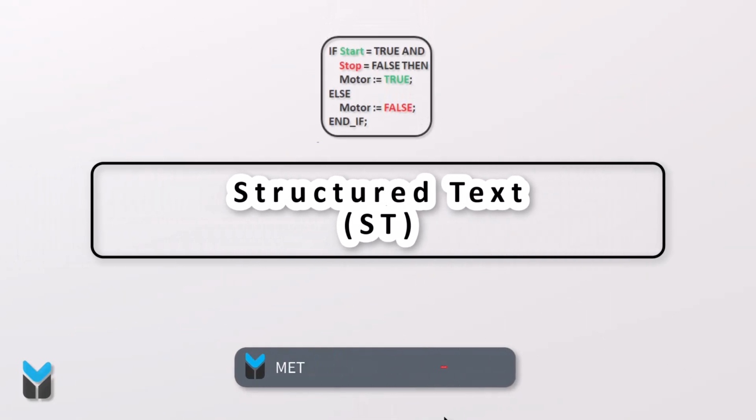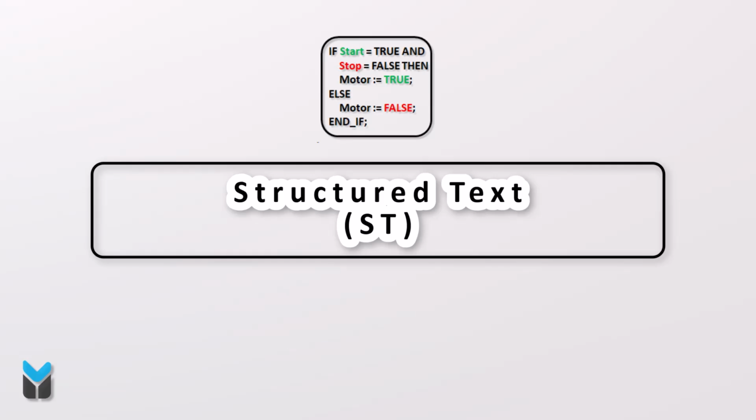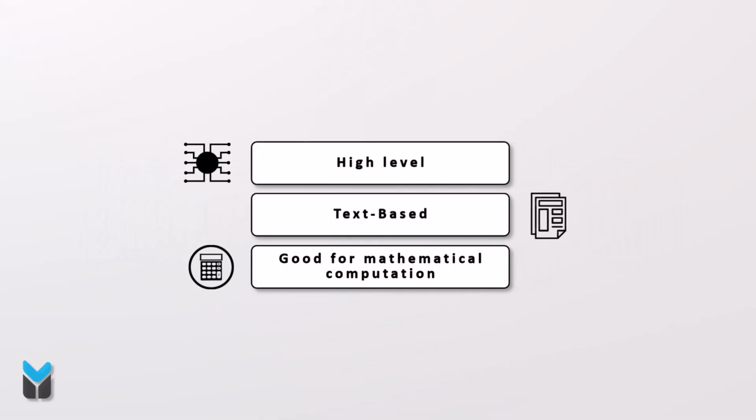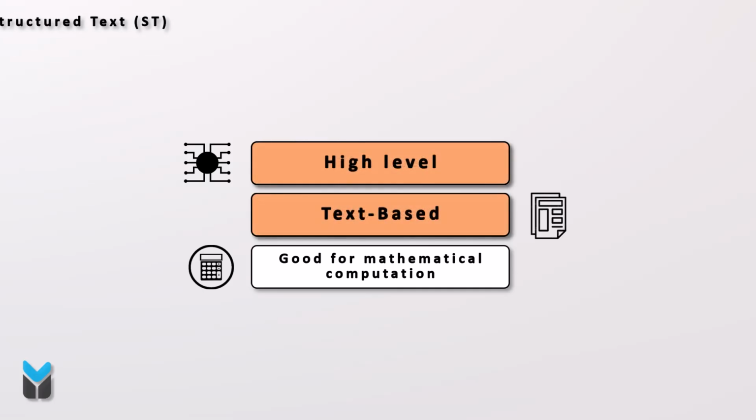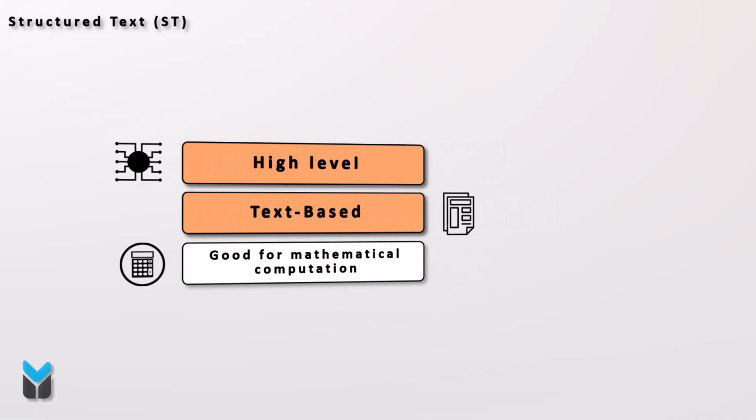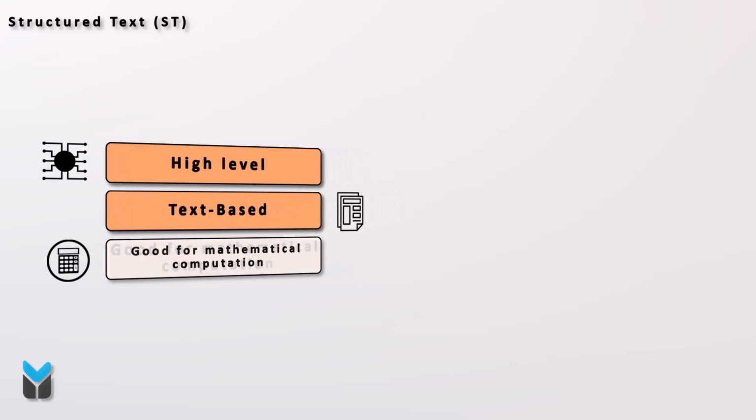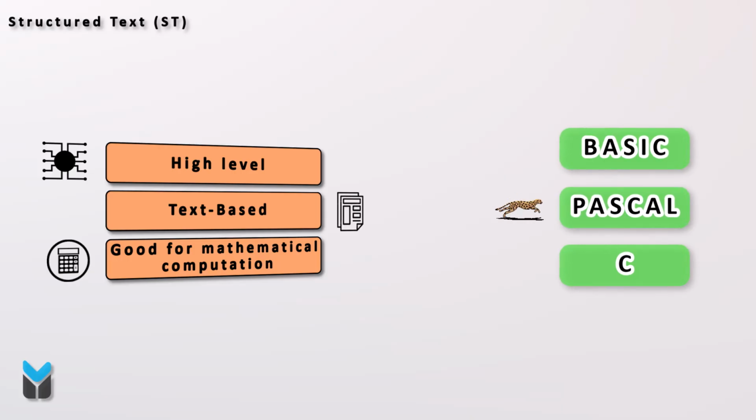Now we will explore structured text, another programming language used in PLC systems. Structured text, or ST, is a powerful text-based PLC programming language widely used in modern industrial automation systems. It allows engineers to design control logic in a structured, efficient, and mathematical way, similar to high-level programming languages such as BASIC, Pascal, and C.